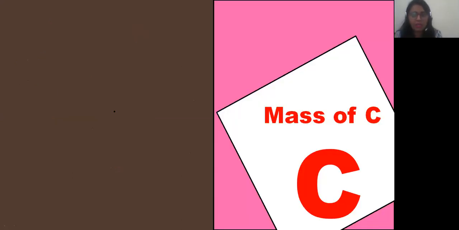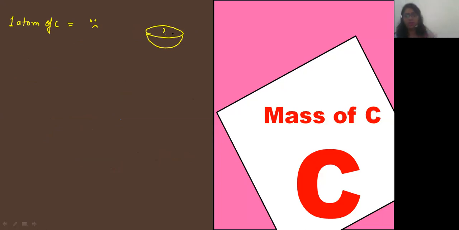So similarly, when you weigh the mass of one atom of carbon, you are going to get nothing. The quantity will be very small and it's immeasurable on the weighing machine. Nothing will display on the weighing machine. Am I clear?